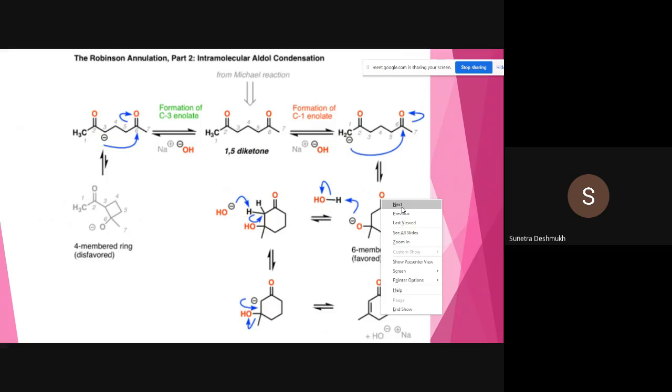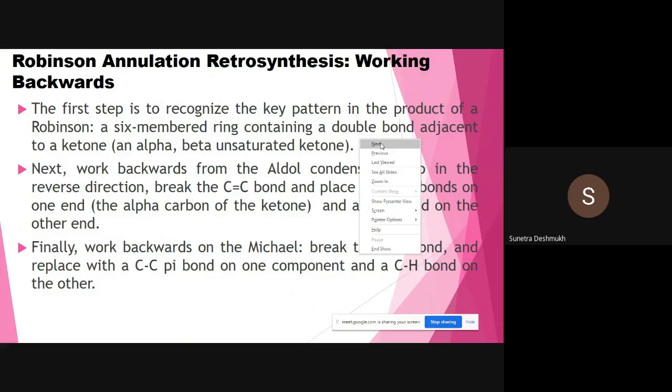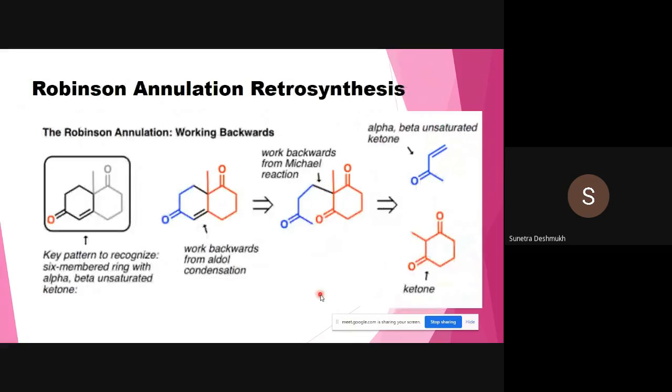This is the second part of the Robinson's annulation reaction, the aldol. And in this way we can synthesize the product. So now what is the extra thing? The retrosynthesis of the Robinson's annulation. You have part of the retrosynthetic pathway. So how can we do the retrosynthesis of the Robinson's annulation reaction?